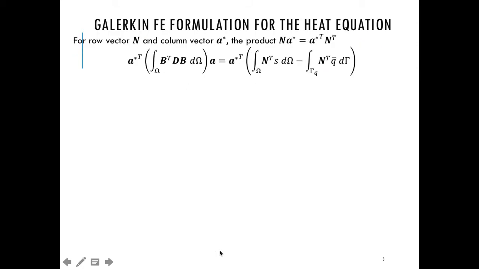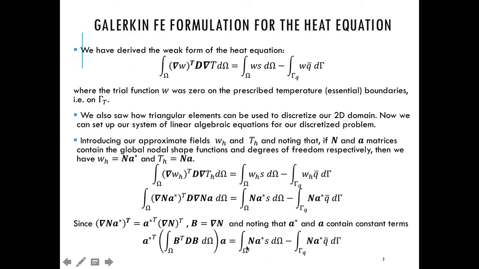Okay, so for the right hand side, the thing that I want you to note is that this right hand side essentially contains this product N A star. Ab is N A star ke andar, I remember that N was a row vector. And A star is a column vector. So when I multiply out N and A star, that is a row vector multiplied by a column vector, I actually get a 1 by 1 matrix.